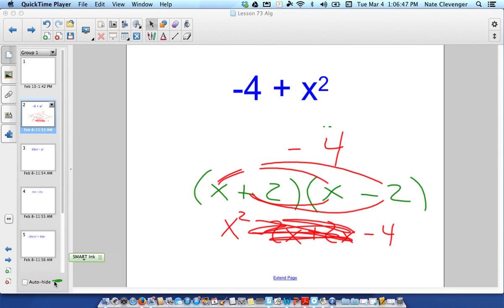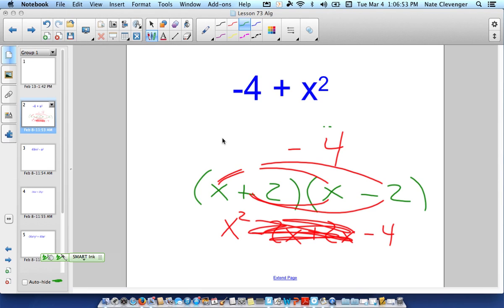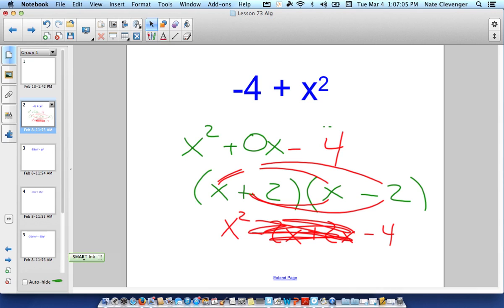Okay, is that better? What we actually have is x squared, that's still annoying, plus 0x minus 4. Okay, so that's why that last term is negative and why our signs are different.